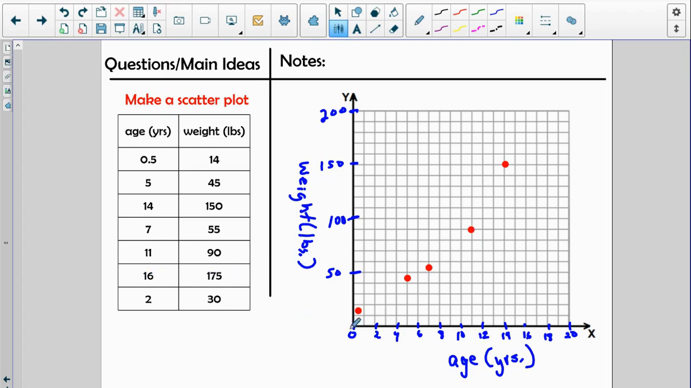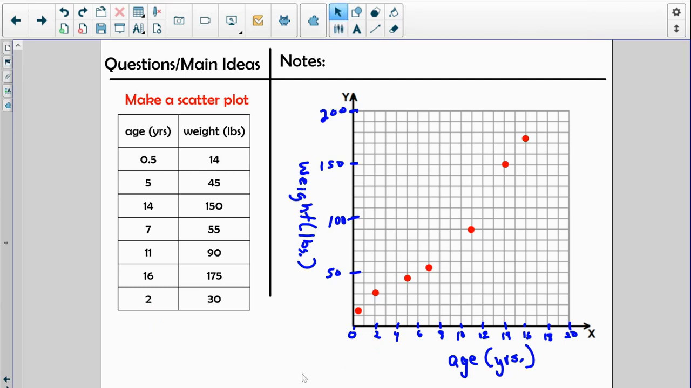16 is 175, so 16-year-old. I go up, let's see, that's 150, 160, 170, 180. So 175 is right in between those. And finally, a 2-year-old would weigh 30 pounds. So I go up 3 lines. All right, so there's our data.